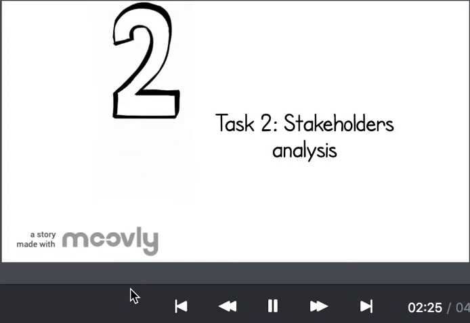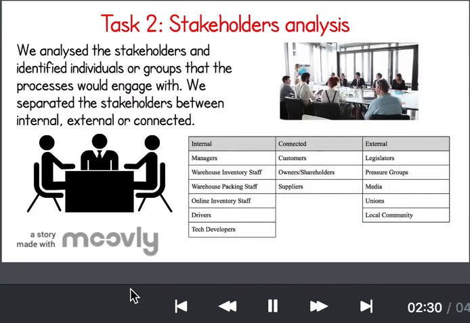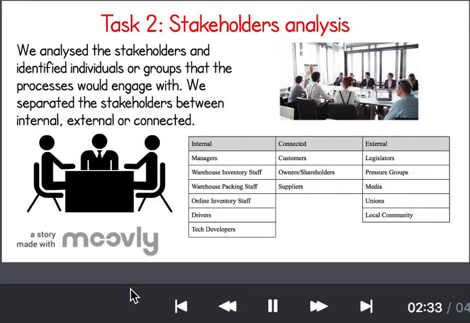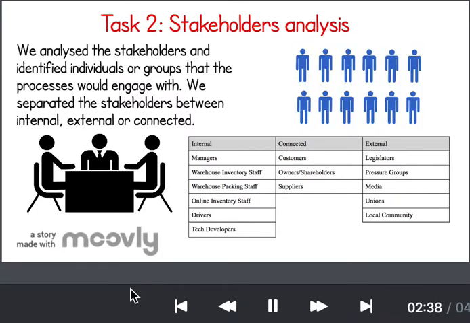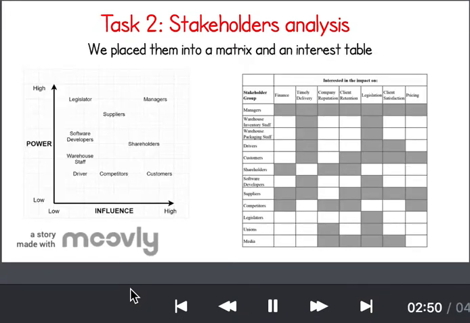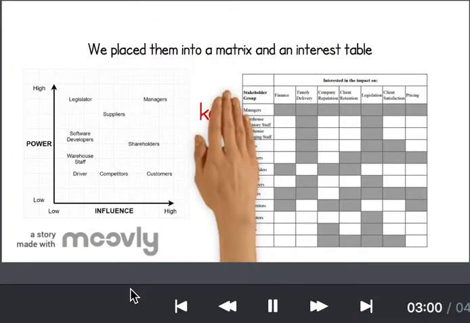After explaining the flow of information between people and organizations with the DFD, we conducted a stakeholder analysis to recognize the various people that have an impact on our business. This was done in order to tailor our delivery service to satisfy the largest number of important stakeholders. We first listed all the stakeholders and separated them into three groups: internal, external, and connected stakeholders. We then placed them into a stakeholder interest table, highlighting which stakeholder had which interests, and then placed each one onto a stakeholder matrix, which shows the relevance of each stakeholder in terms of power and influence.